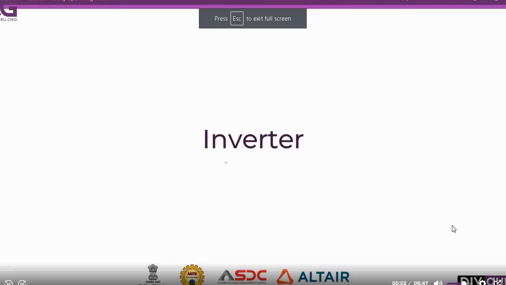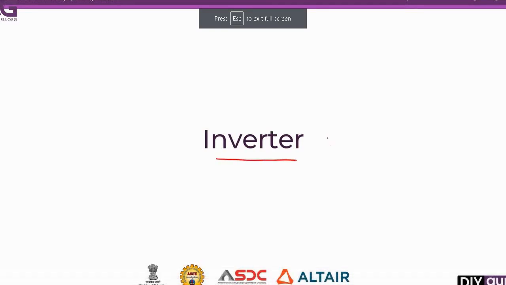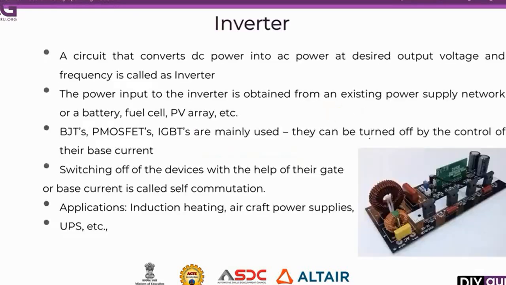Hello friends, in this session we are going to see about inverters. We have different types of inverters, but in this session we are going to see only single phase inverters. First of all, we will see what an inverter is. An inverter is nothing but a circuit which converts DC power into AC power with the desired output voltage and frequency, depending upon our application. I repeat, a circuit which converts DC power into AC power at desired output voltage and frequency is called an inverter.